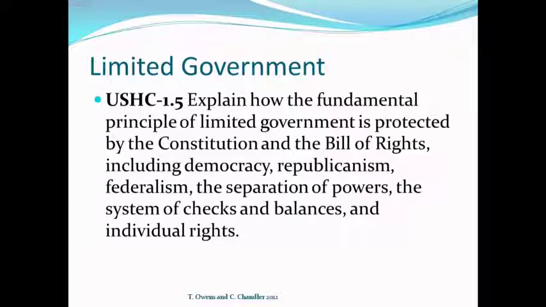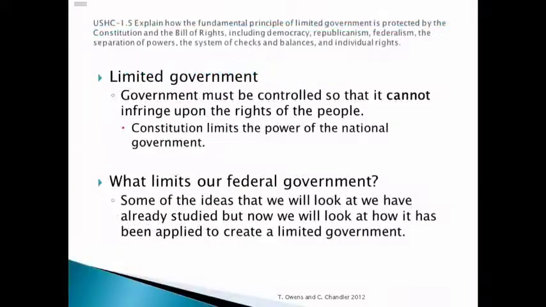Remember, limited government is when the government doesn't have complete power over the people, where their power is in fact limited. We discussed that with the colonists and how the colonists believed they had limited government from the Magna Carta, the English Bill of Rights, and the rule of law, and then on into the Americans with the Articles of Confederation and so on. The reason for limited government is that we don't want the government to get too powerful. The government must be controlled so it can't take away our rights.